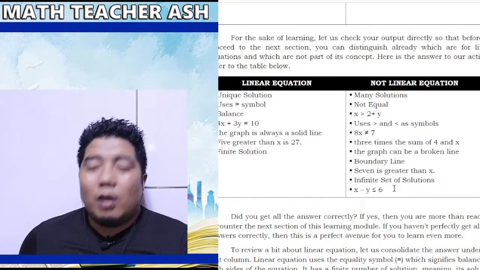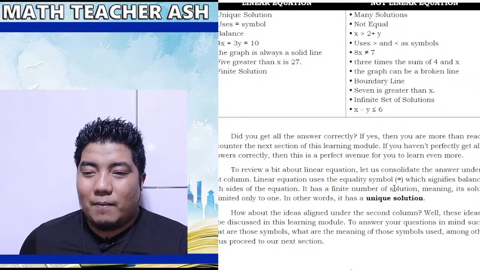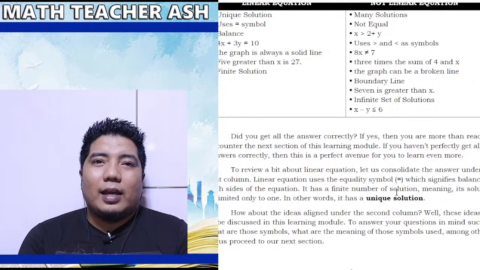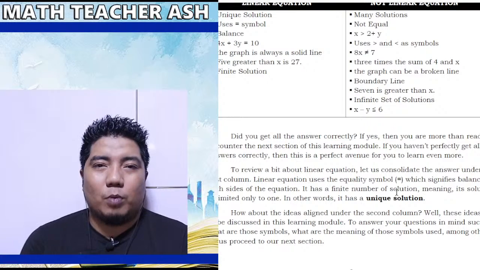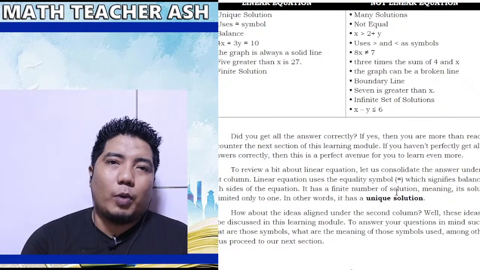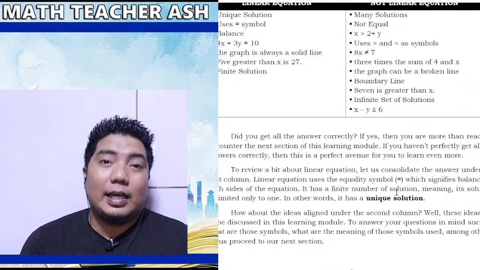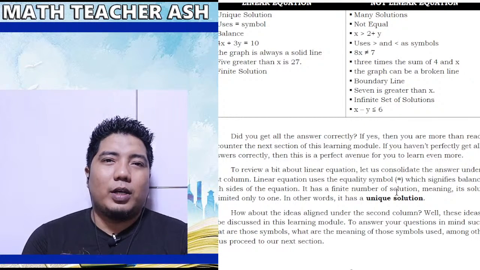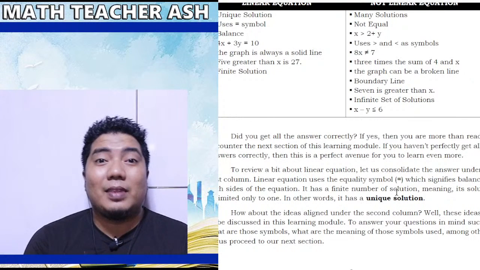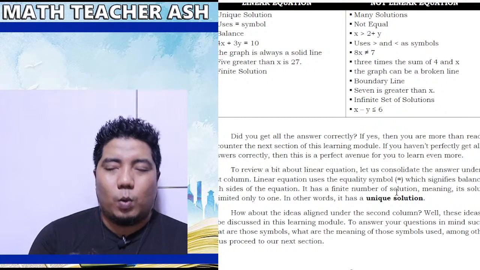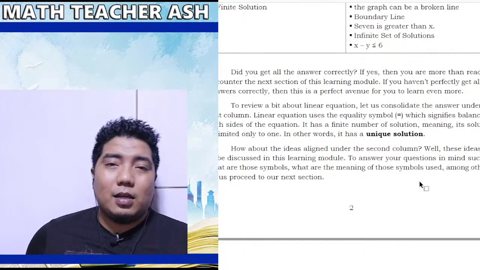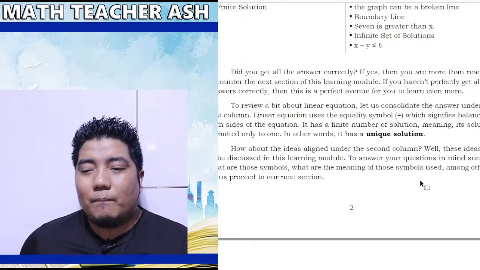Okay, now continuation to this topic. Okay, so to review a bit about linear equation, always remember from the word itself, equation, it has the root word equal, meaning the same. So meaning itong linear equation ay gumagamit ng equal sign. Pero pag sinabi na nating linear inequality, from the word in, meaning not. So unequal, not equal. Okay, so hindi gagamit ng equal sign. Yan ang pagkakaiba ng linear inequality sa linear equation.